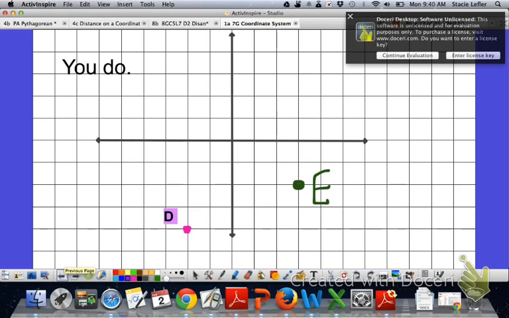For D, we go left from the origin 2 places, so a negative 2, and down 1, 2, 3, 4 places, so a negative 4. Remember to use your parentheses and a comma and name the quadrant. It is in quadrant 3.